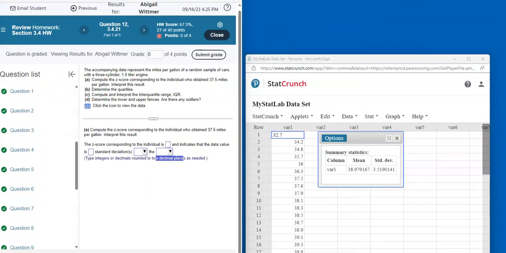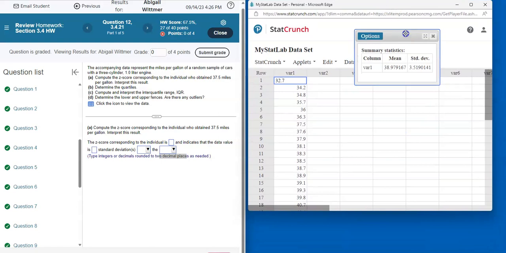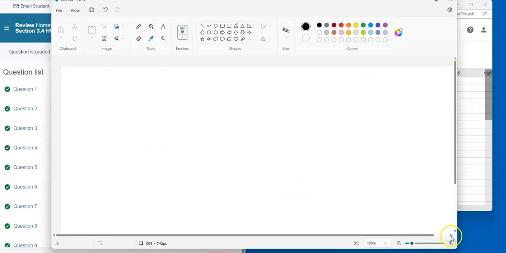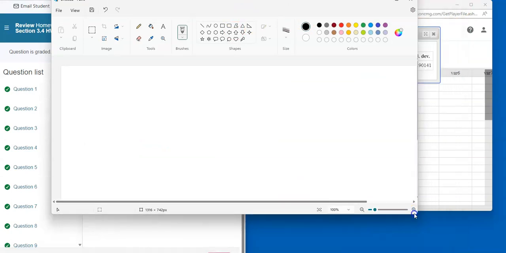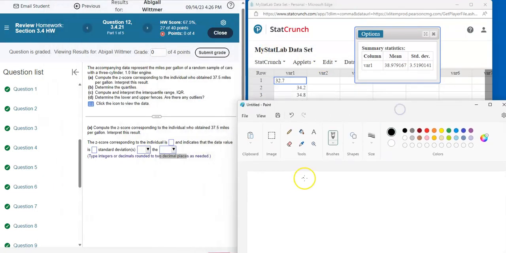So let's see, I'll shrink this over so I can see both these screens here. And then I think I'll bring up Paint, and I'll shrink it down here. I want to calculate the z-score here. So the formula for z-score is what? Z-score equals the piece of data minus the mean, over the standard deviation. And the particular piece of data here is 37.5.